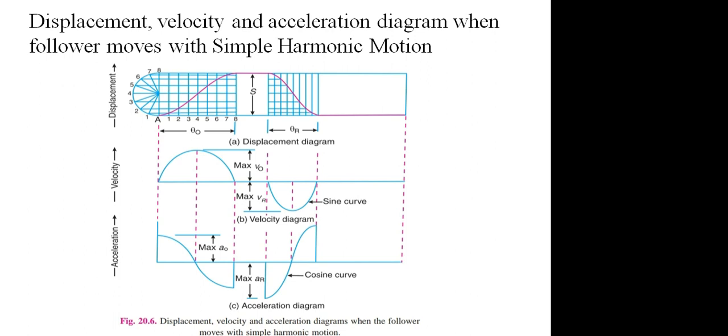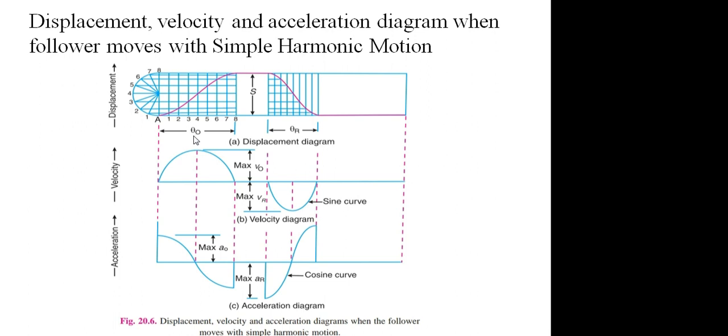The second motion of the follower is simple harmonic motion. This is the displacement, velocity and acceleration diagram when the follower moves with simple harmonic motion. Similarly, by taking some suitable scale, you have to mark theta O, dwell period theta D1, then theta R, and the remaining is theta D2, that is the second dwell period.